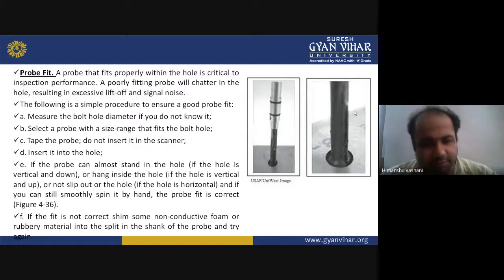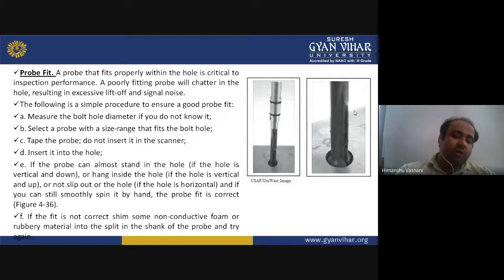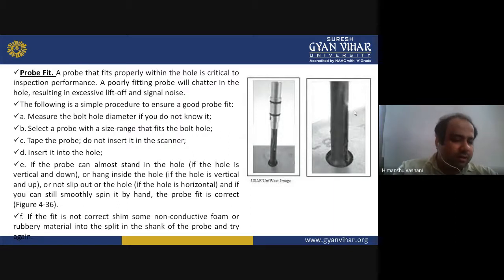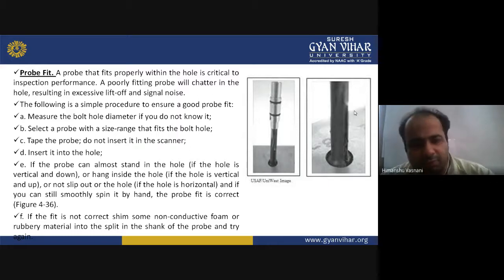the probe fit is correct. That is, the probe can almost stand in the hole if the hole is vertical and down, or hang inside the hole if the hole is vertical, or not slip out of the hole if the hole is horizontal. And if you can still smoothly spin it by hand, the probe fit is correct. If the fit is not correct, then put some non-conductive foam or rubbery material into the slit in the shank of the probe and try again.